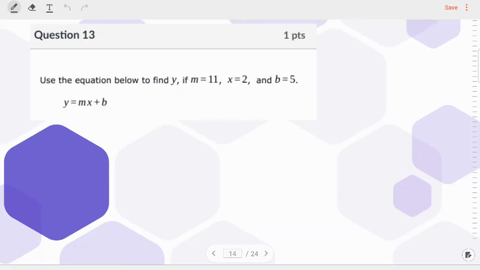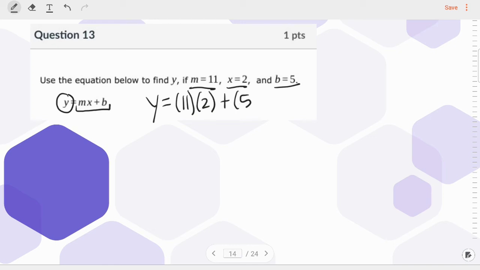Number 13. Use the equation below to find y. M is 11, x is 2, and b is 5. So I'm going to try and find y by filling in the rest of these. So y is equal to m, replacing m with an 11, replacing x with a 2, plus replacing b with a 5.